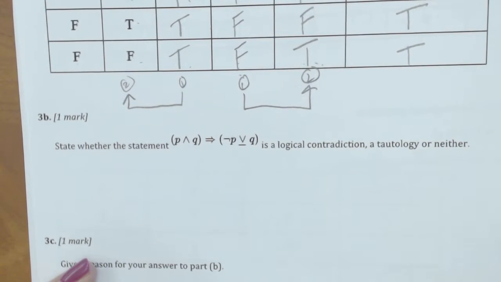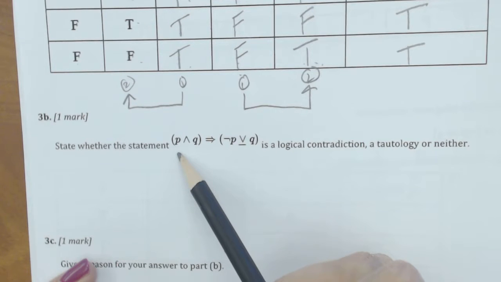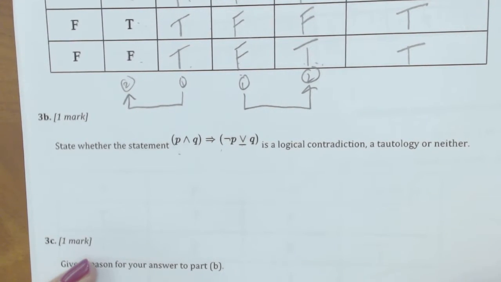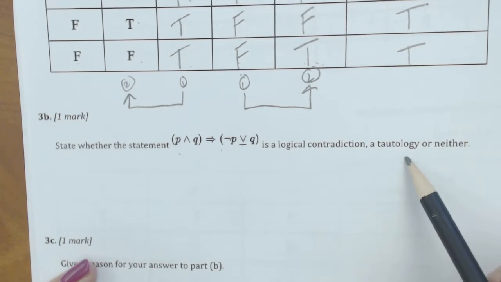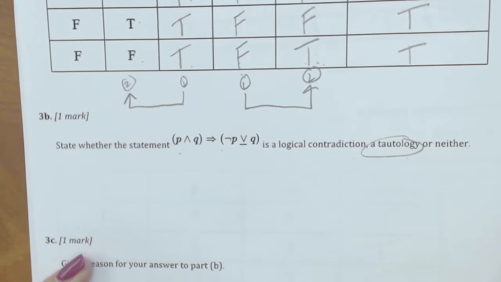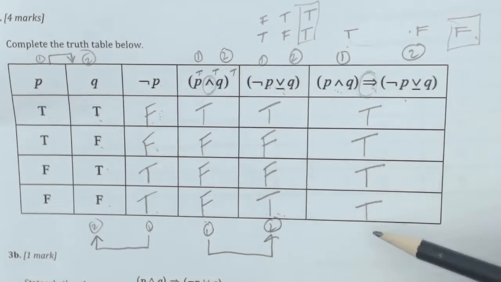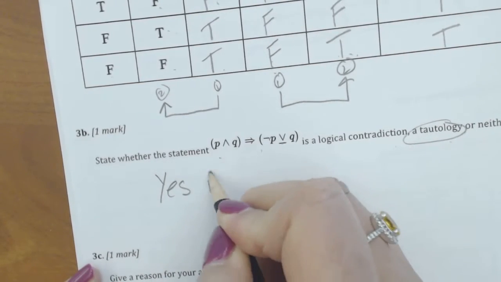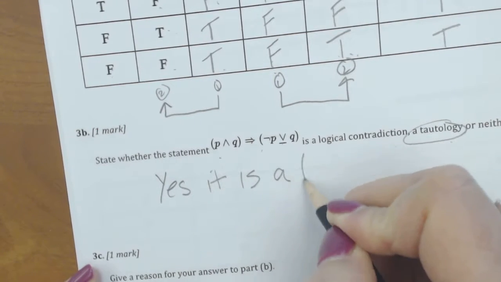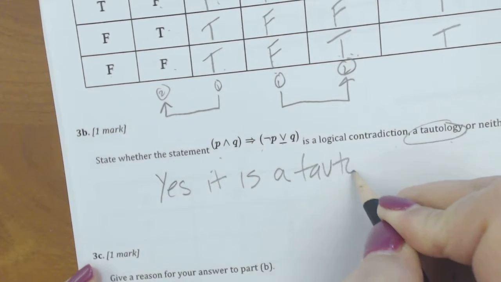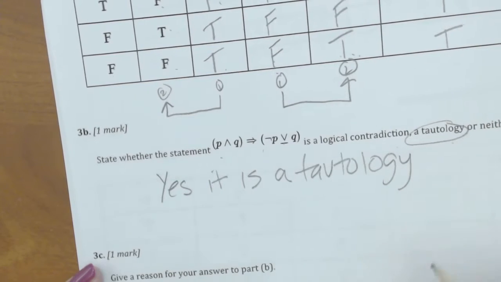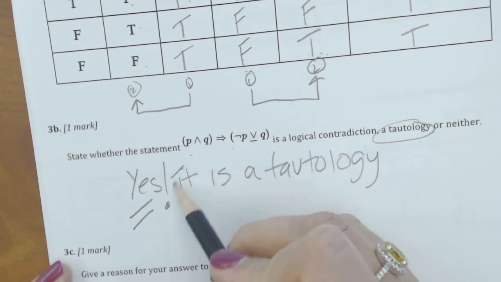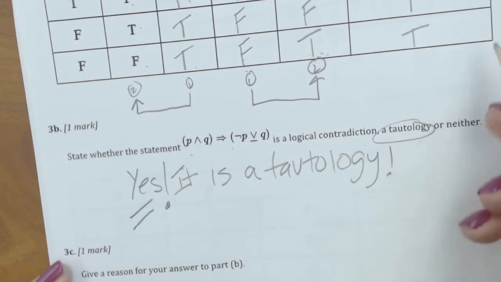State whether the statement, if P and Q, then not P or Q, exclusive, is a logical contradiction, tautology, or neither. You guessed it, our last column is all true. So, yes, it is a tautology. Actually, it wasn't even a yes or no question, so let's go yes, like right on. It is a tautology. Woohoo!